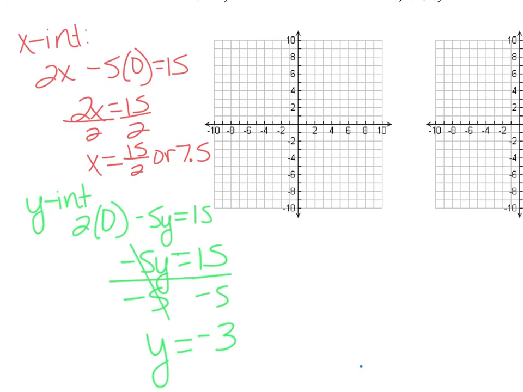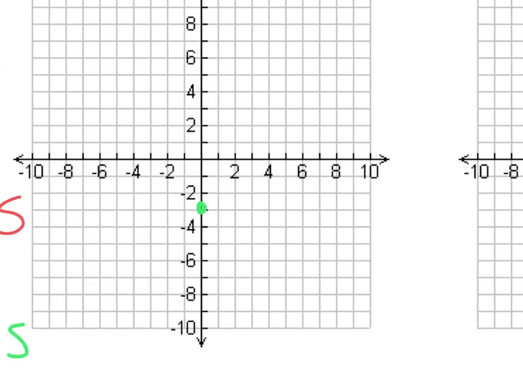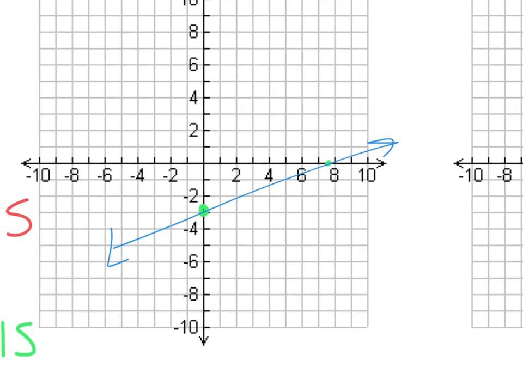So let's plot. I'm going to do the whole number. So on the y-axis, it's negative 3. The x-axis is 7.5, which is right in between 7 and 8. So right there. Draw a line. First try, nailed it. Look at me go. Okay, so that's a pretty straight line, actually.